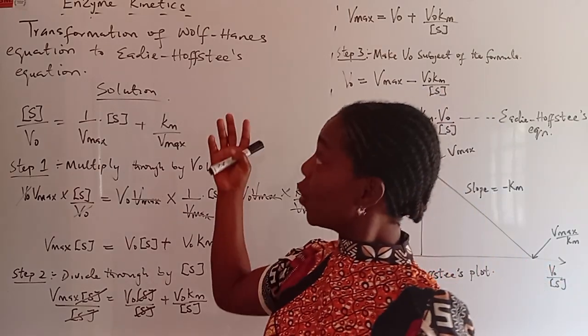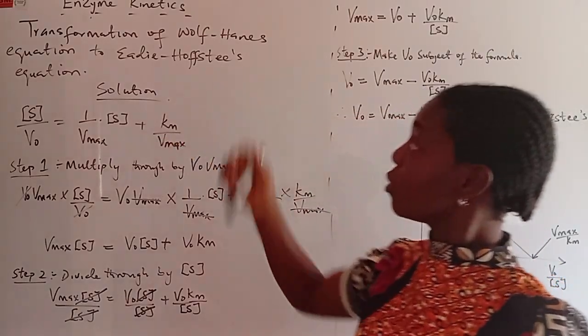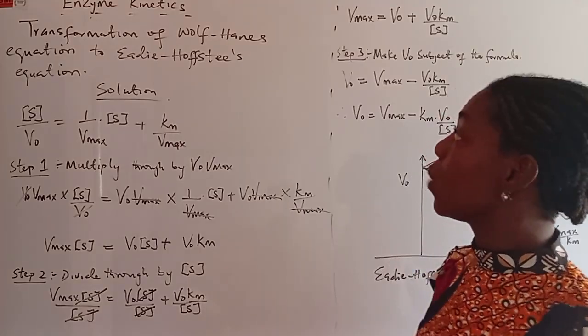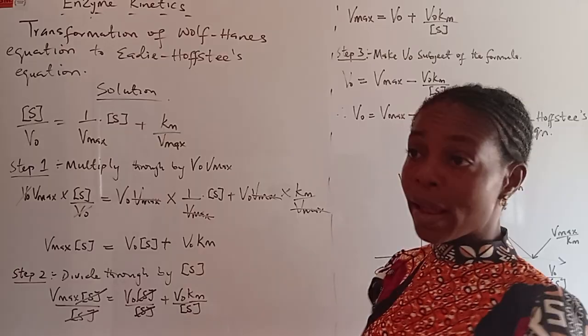As a continuation on explaining the kinetics of enzyme catalyzed reaction, in this lecture we're looking at the transformation of Lineweaver-Burk's equation to Eadie-Hofstee's equation. So this is Lineweaver-Burk's equation. How do you transform it to Eadie-Hofstee's equation?